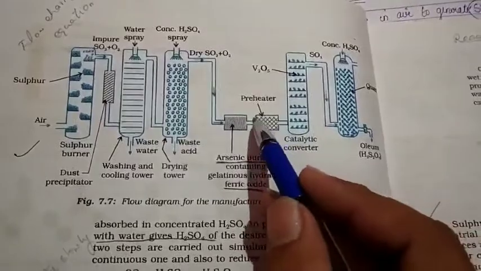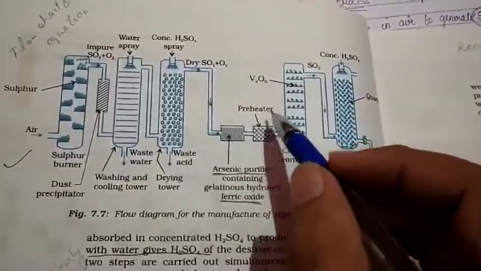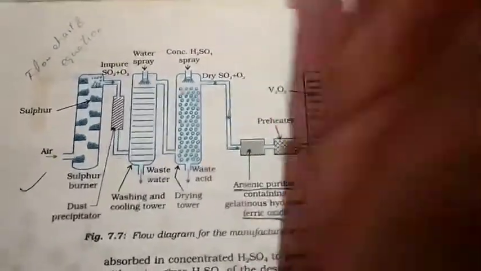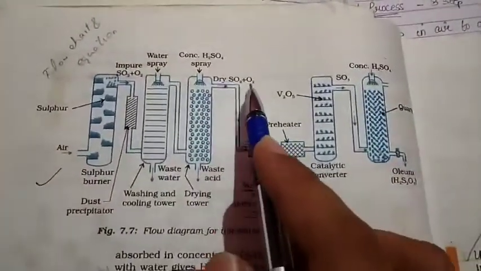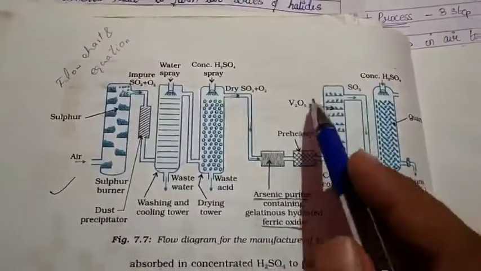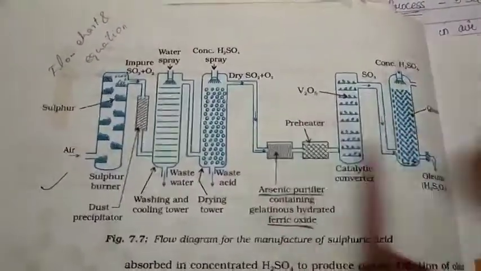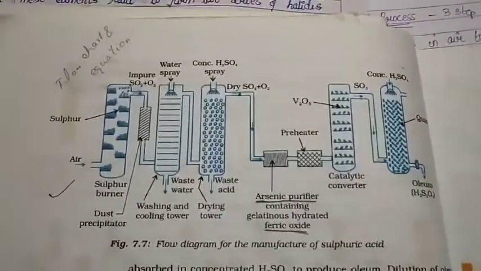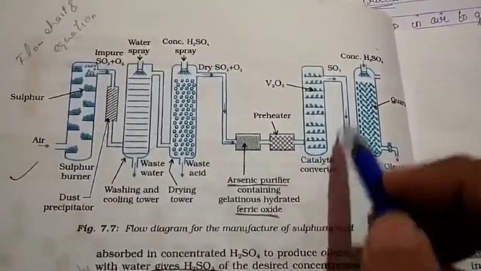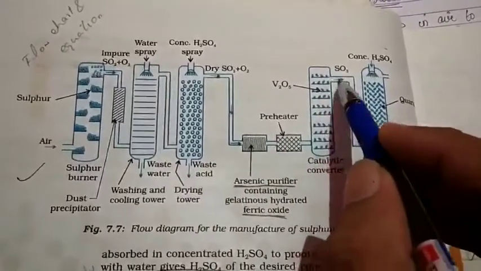Next, we send it to your preheater, where we heat it a little. Once you have completed this much, now the process starts. Now what you're going to do, you're passing your SO2 and O2 to your catalytic chamber, which has vanadium pentaoxide. So here the catalytic oxidation of your SO2 to SO3 takes place. So here now SO3 comes out.